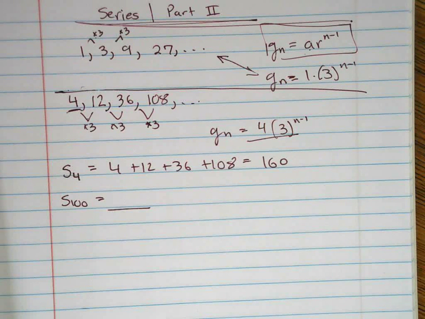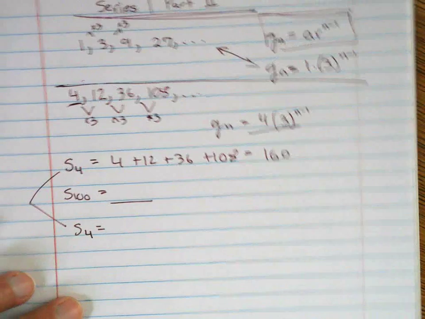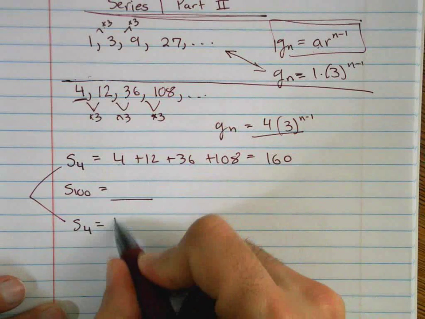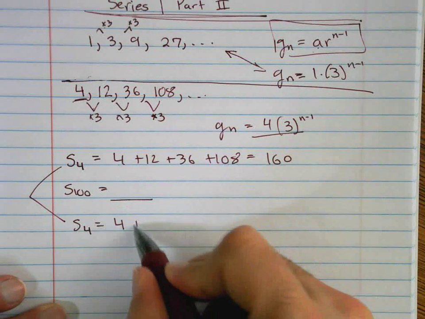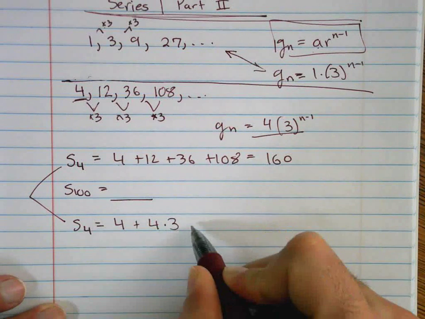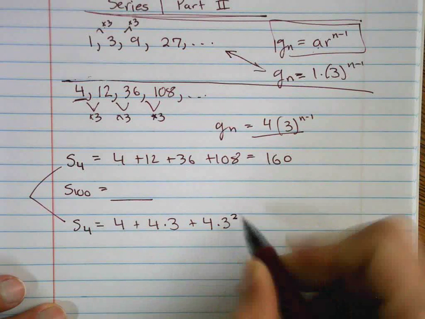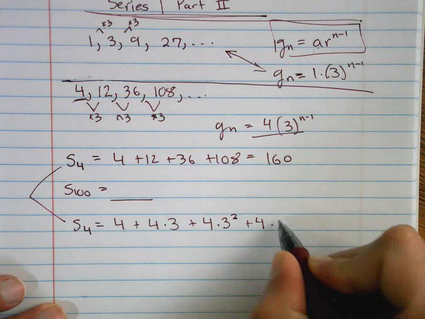Let's write S4 just a little differently, right? This is like saying the first term, 4, plus the first term times 3, plus the first term times 3 squared, plus the first term times 3 cubed. Right? That's literally what that means.